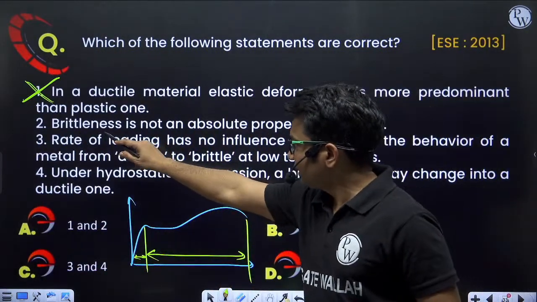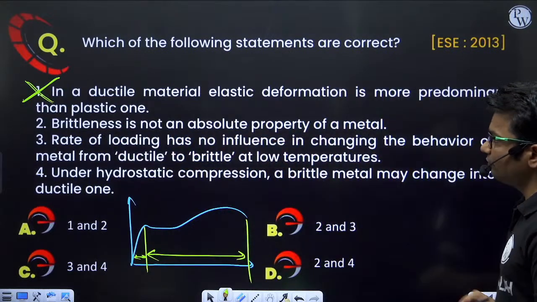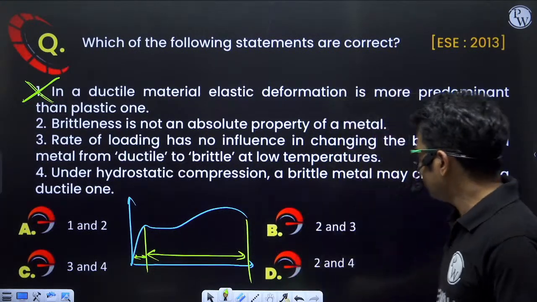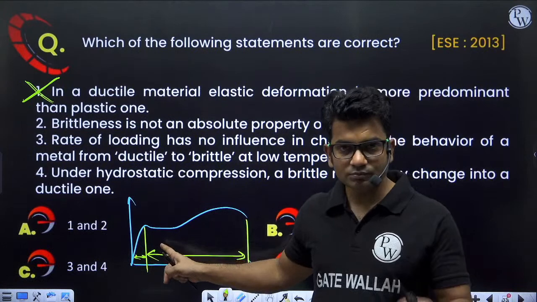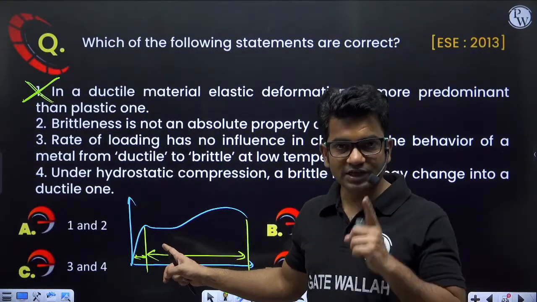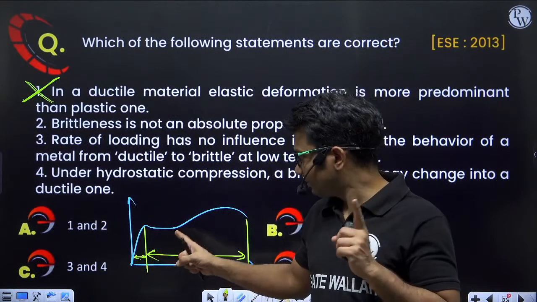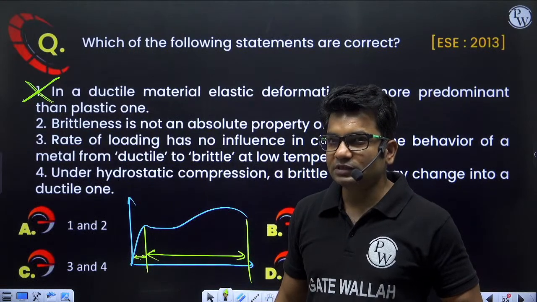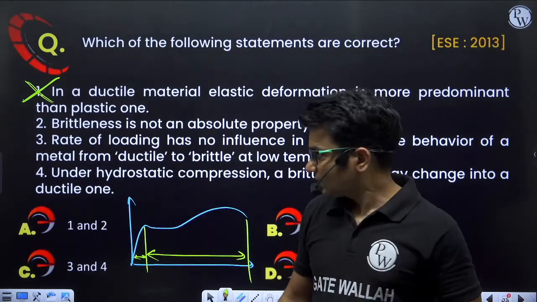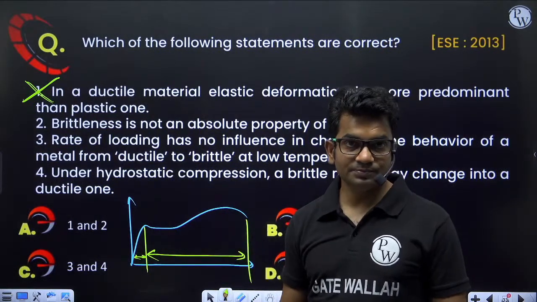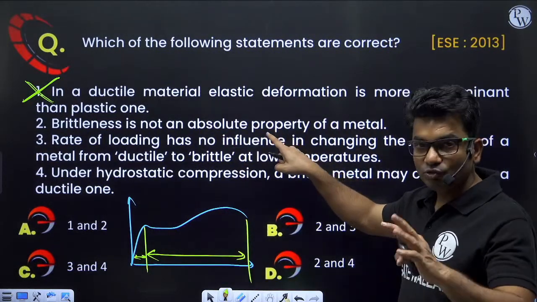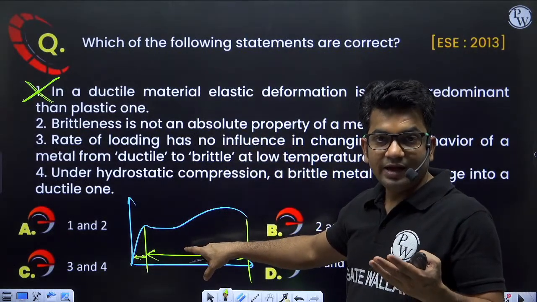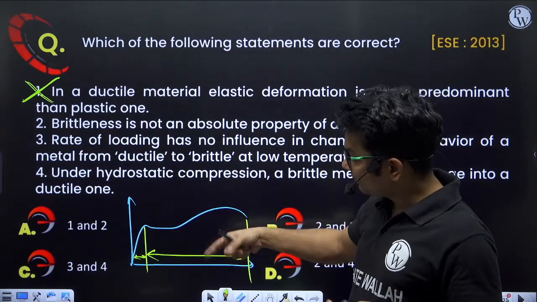Second statement, brittleness is not an absolute property of a material. See, if I take mild steel at normal temperature, this is ductile. If I freeze it, okay, let us say minus 24 degrees Celsius, and when I apply load, this will become brittle. So brittleness is not an absolute property. Mild steel at normal temperature is ductile, and at very low temperature it will become brittle also.